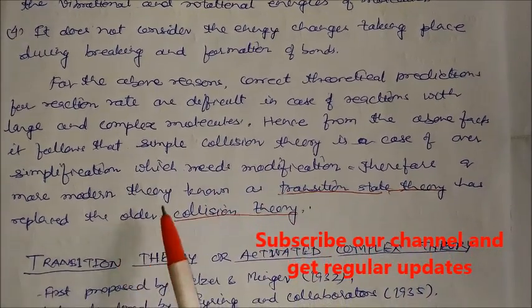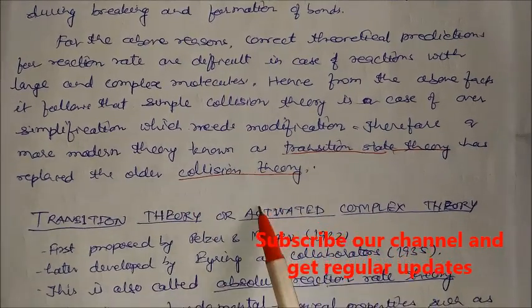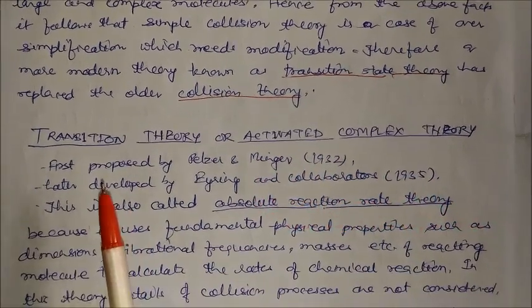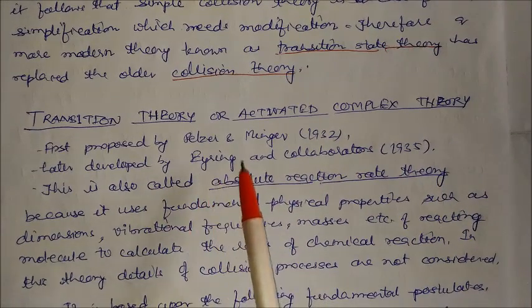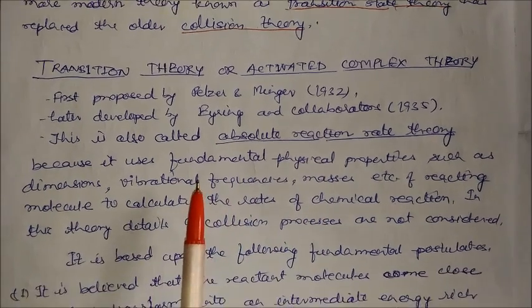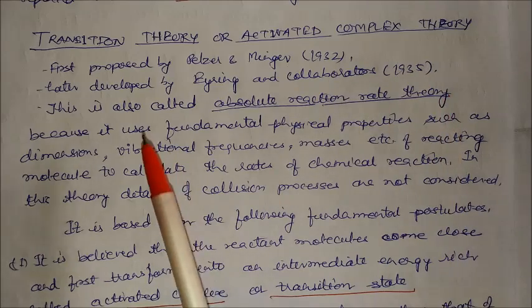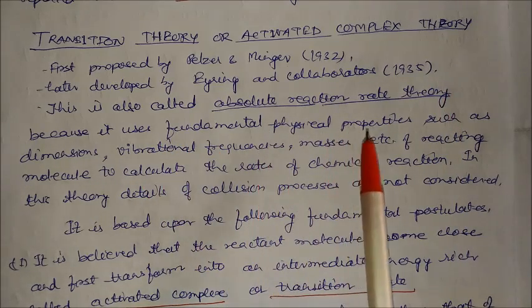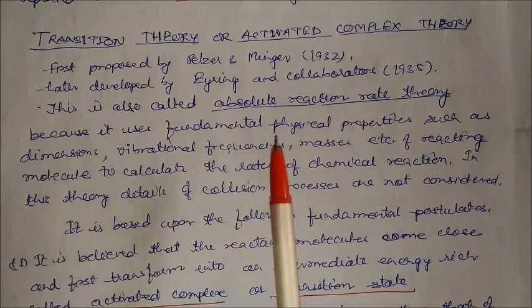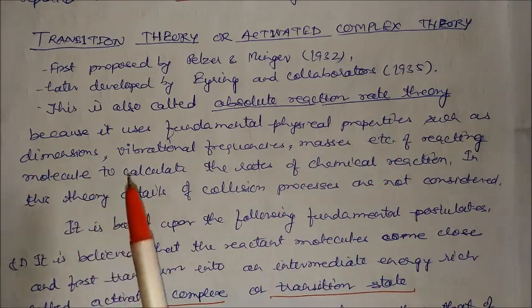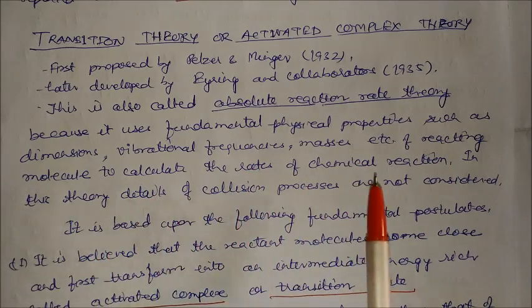Therefore, a modern theory known as transition state theory has replaced the older collision theory. Now we will see what transition state theory is. It is also called activated complex theory, and it was first proposed by Pelzer and Wigner in 1932, and later developed by Eyring and collaborators in 1935. This is also called absolute reaction rate theory. Why? Because it uses fundamental physical properties such as dimensions, vibrational frequencies, masses, etc. of the reactive molecule to calculate the rate of chemical reactions.